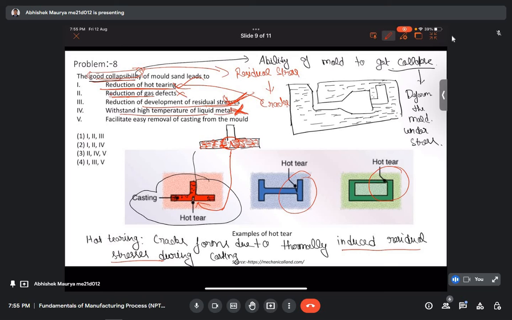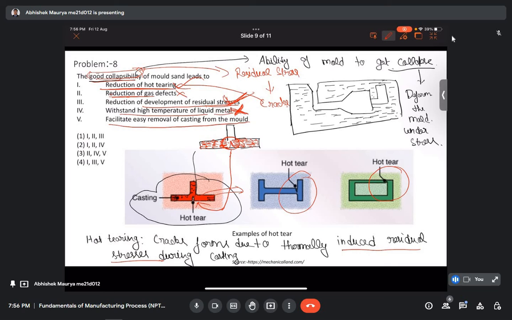And fifth option, facilitate the easy removal of casting from the mold. Once the whole solidification process completes, then we try to remove the final product out of the mold. For sand casting, we try to break the mold or collapse the mold. If it is easier to break the mold, then we can remove our casting very easily.